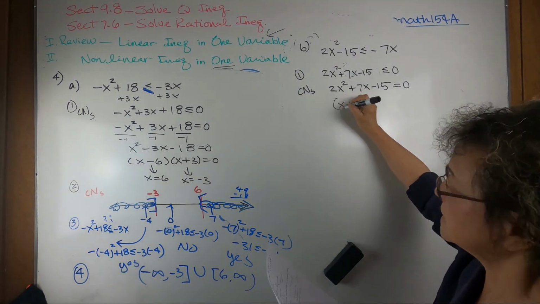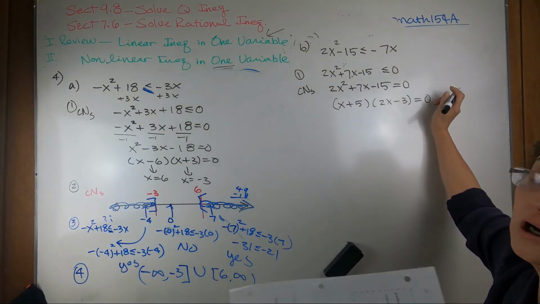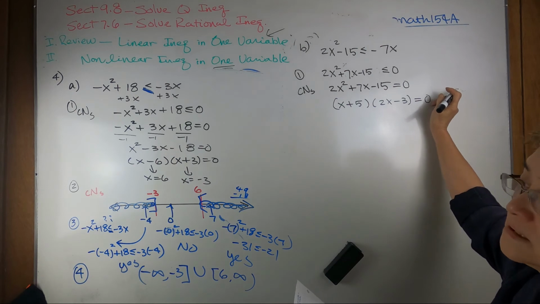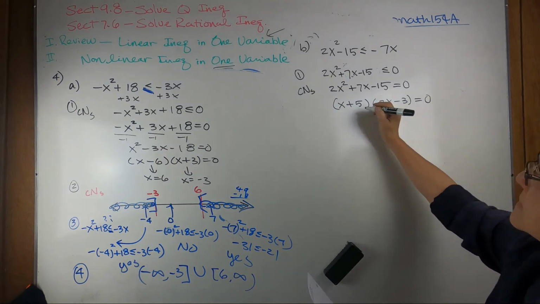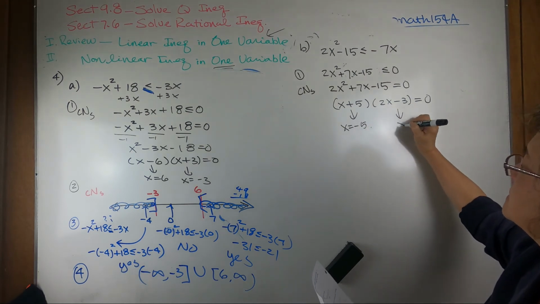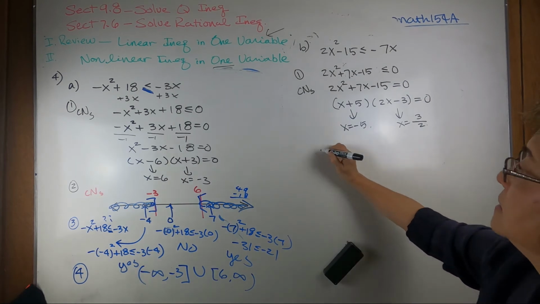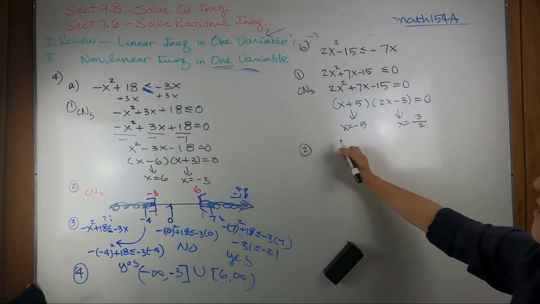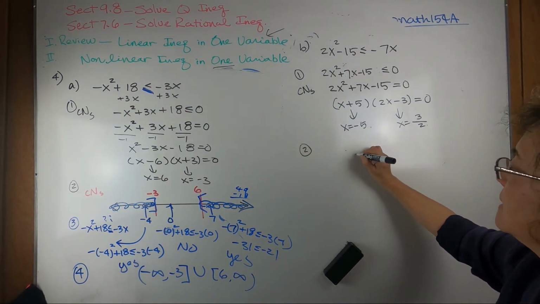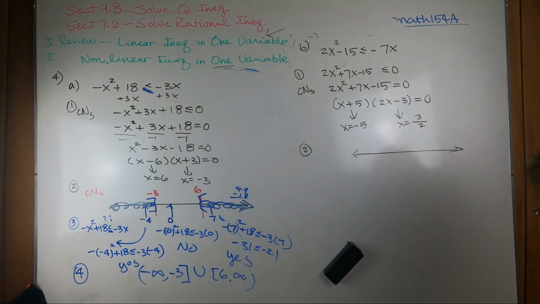x plus 5 and 2x minus 3. You need to know how to factor it. Otherwise, you won't be able to do the class. So this one is negative 5. This one is 3/2. So after you have critical numbers, then you will do the line graph.